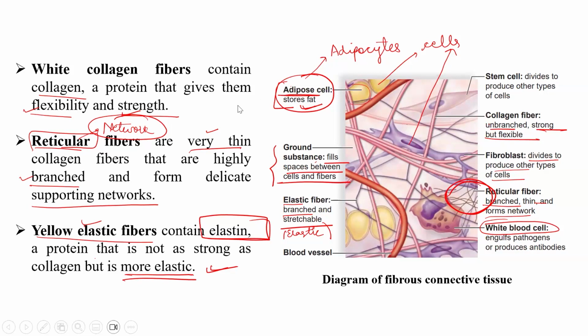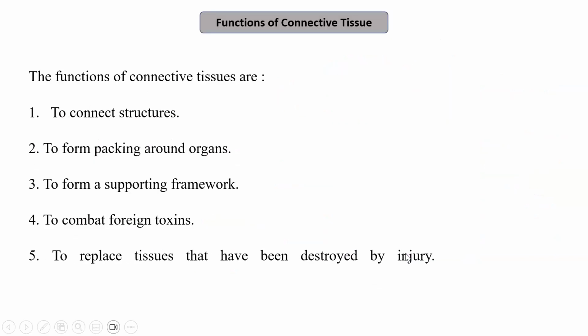Although they are not as strong as collagen, the function of elastin fibers is to provide elasticity. So this is the diagram of a connective tissue showing most of its components. Now, what are the basic functions?